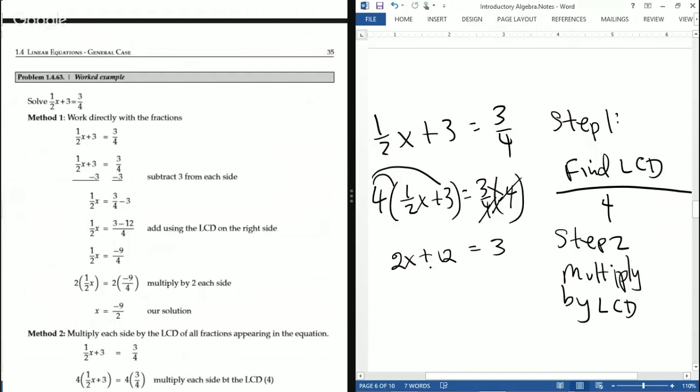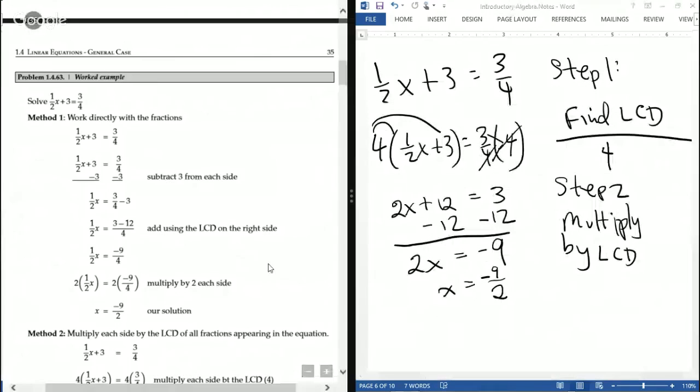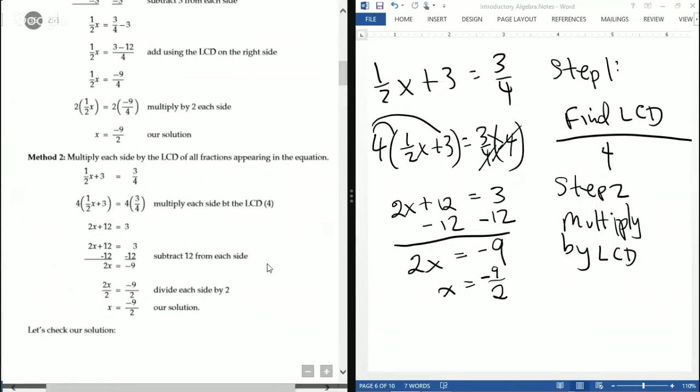And then you can work with this problem now. It's just your regular linear equation, 2 steps. Isolate your x term, minus 12 from both sides. We're getting 2x equals negative 9. And now divide both sides by 2. You end up with negative 9 over 2. So the 2 transposed to the other side. My final answer is x equals negative 9 over 2. And they agree with me as well.